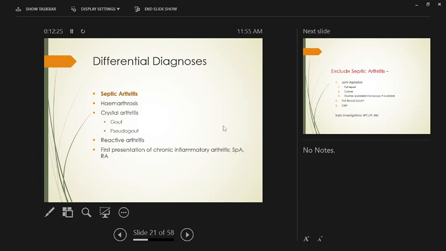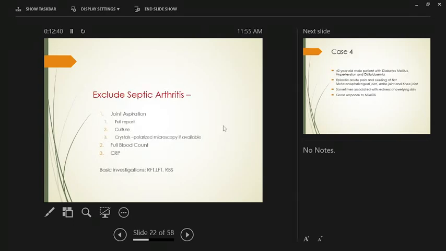The other possibilities are hemarthrosis and crystal arthritis. Gout and pseudogout can present with similar features as septic arthritis. Reactive arthritis can present with monoarthritis like this. And sometimes the first presentation of chronic inflammatory arthritis like spondyloarthritis and rheumatoid arthritis can also present with similar findings. So the first thing in such a situation is to exclude septic arthritis.